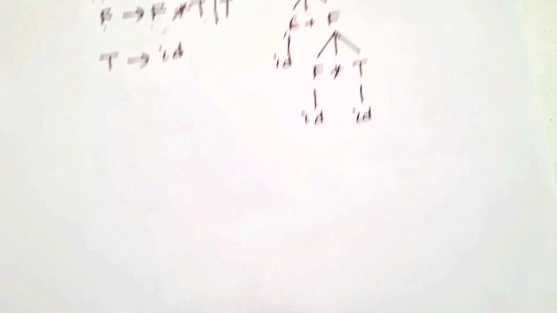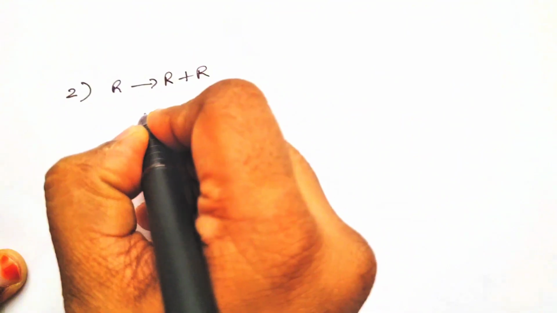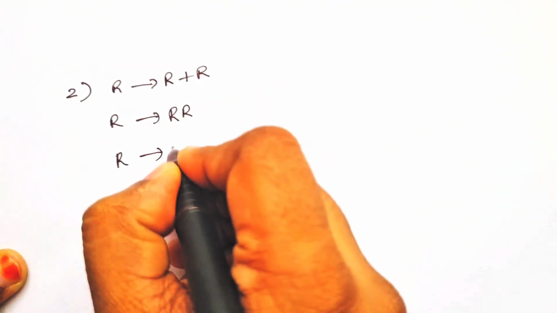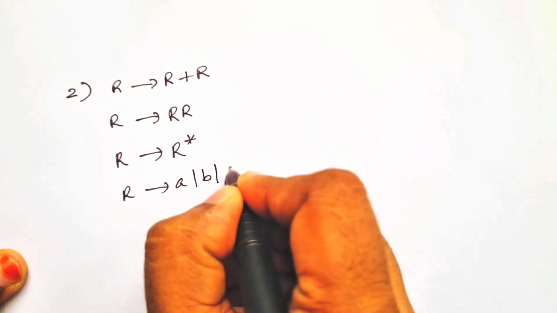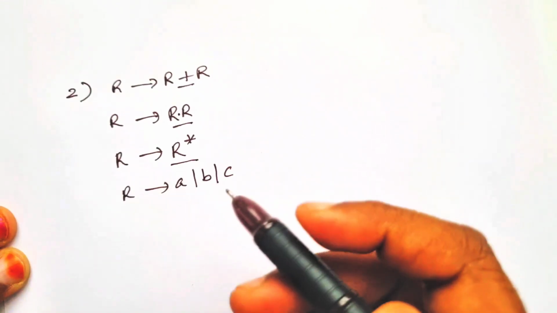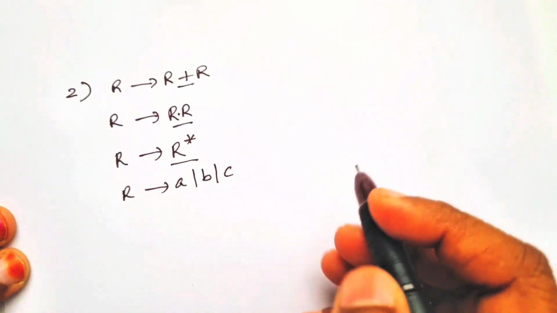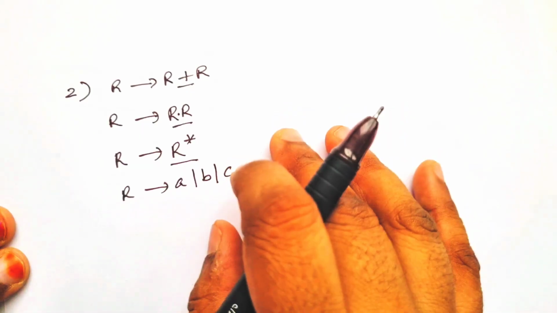Now let us see one more grammar. The second grammar I am considering is R goes to R plus R, R goes to R R, R goes to R star, R goes to A or B or C. Which grammar is it? Plus is the OR operation, here it is the concatenation operation, and star is the Kleene closure. It is a simple grammar for regular expressions. First let us check whether this is ambiguous or not.